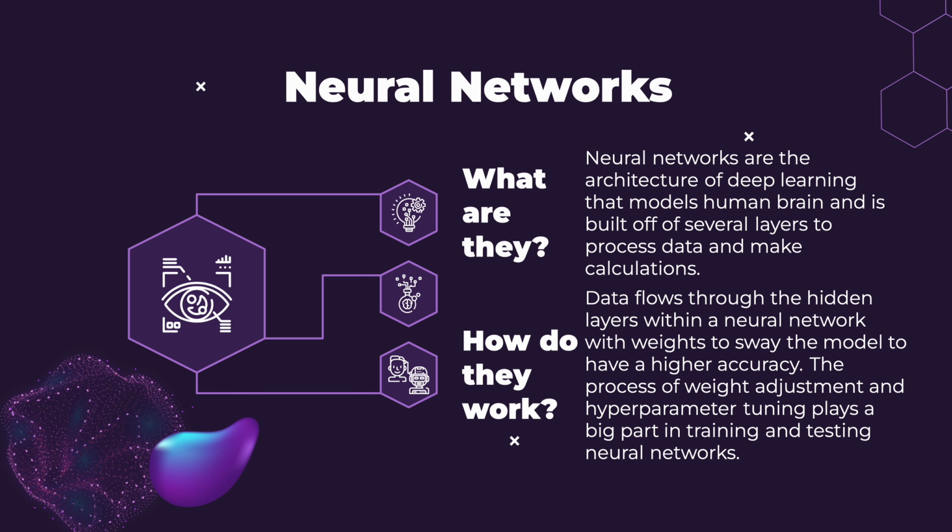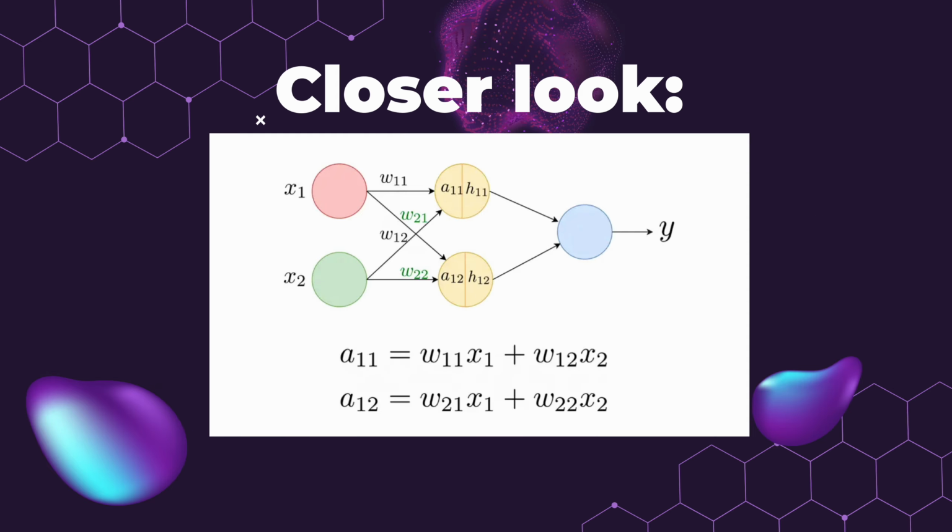And then how do they work? So data flows through the hidden layers. There are many hidden layers within a neural network. Well, there can be not a lot, but there can be many. It determines if the model is more complex or not. So it flows through the hidden layers within a neural network with weights to sway the model to have a higher accuracy. The process of weight adjustment and hyperparameter tuning plays a big part in training and testing neural networks.